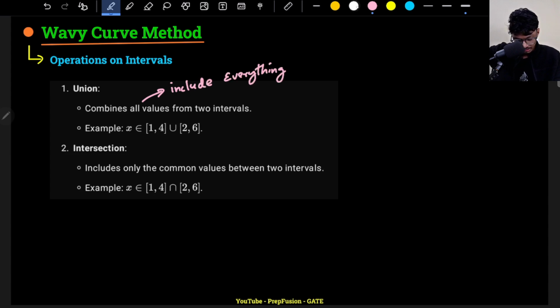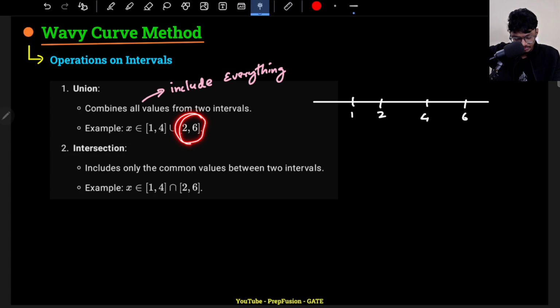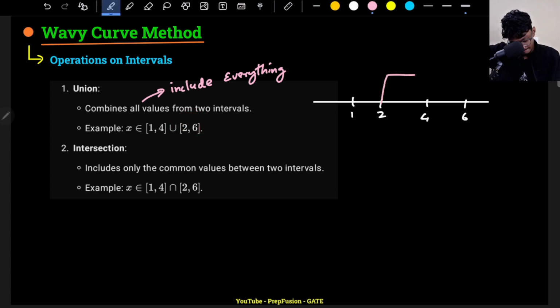So on the number line, how will I represent it? They are telling me that I have x equal to 1, x equal to 2, x equal to 4, and x equal to 6. One region is telling me that x belongs to 2 to 6, so 2 to 6 is here. Another region is telling me x belongs to 1 to 4, so 1 to 4 is here.